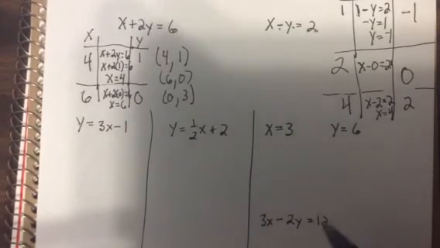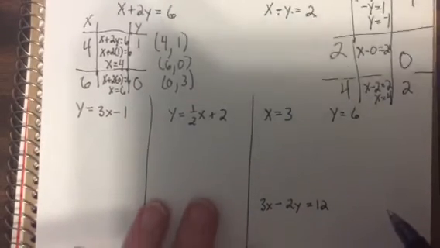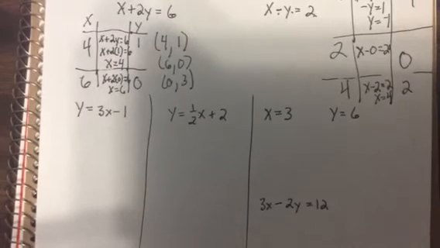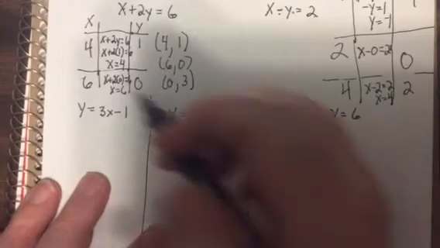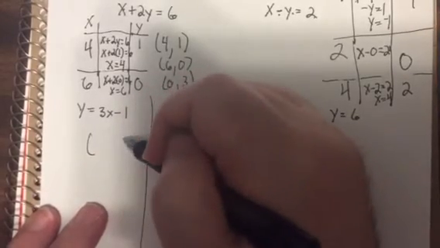So I have 5 equations here. I want you to stop the video and find 3 ordered pairs. You don't have to graph them. Don't need to graph, but find 3 ordered pairs for each equation and then come back. Okay, so I hope you got some ordered pairs.